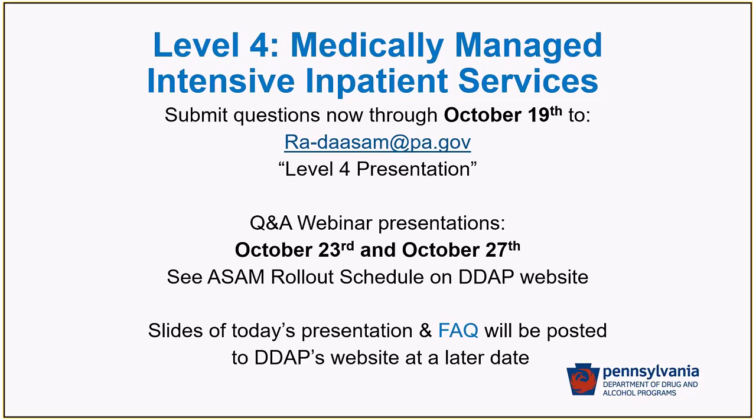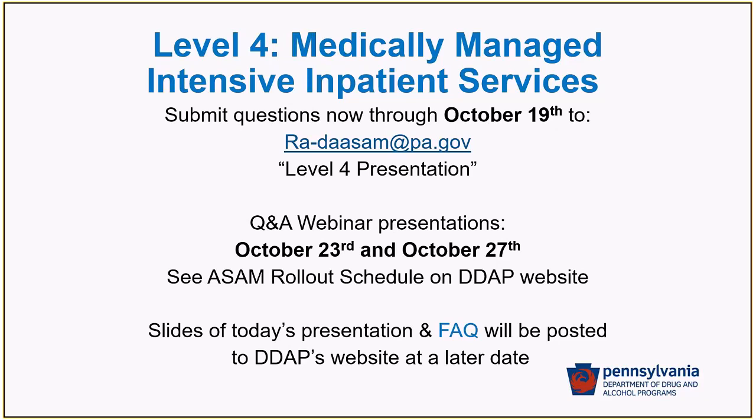DDAP will be hosting 2 question and answer webinars with the same content on different dates. These webinars are scheduled for October 23rd and October 27th. You will join the meetings using the Skype link designated for the specific date you want to attend. The links are found on the ASAM rollout schedule located on DDAP's website.